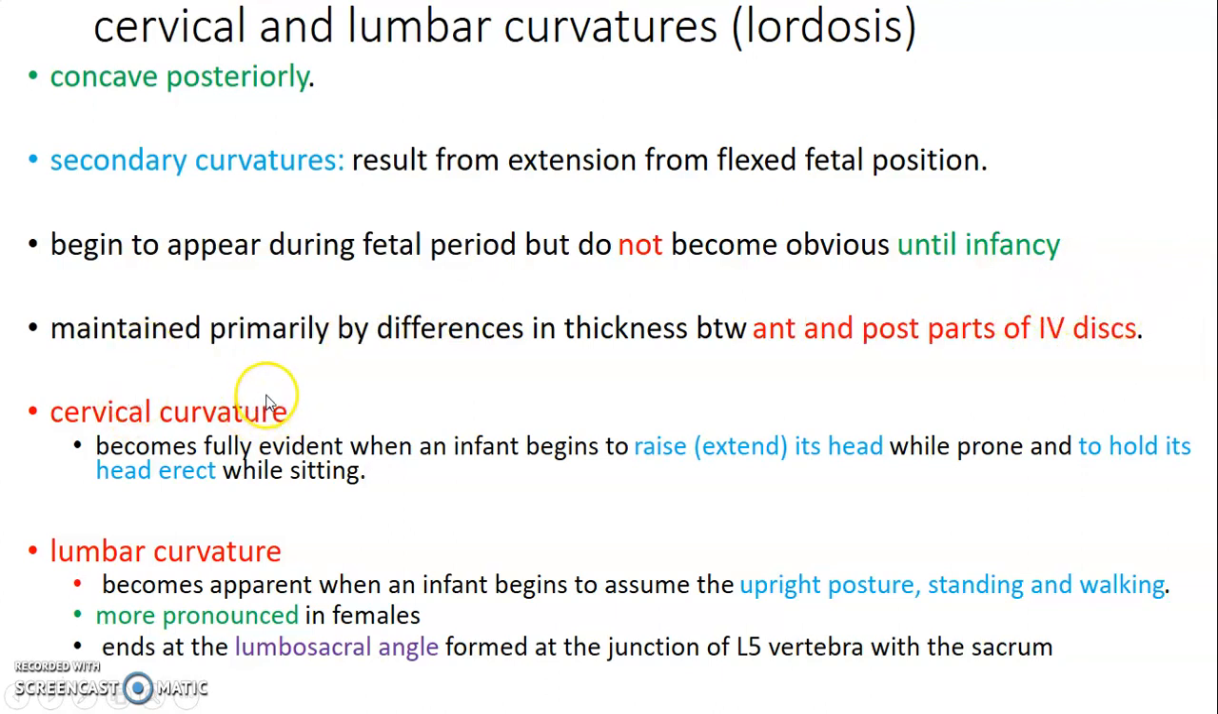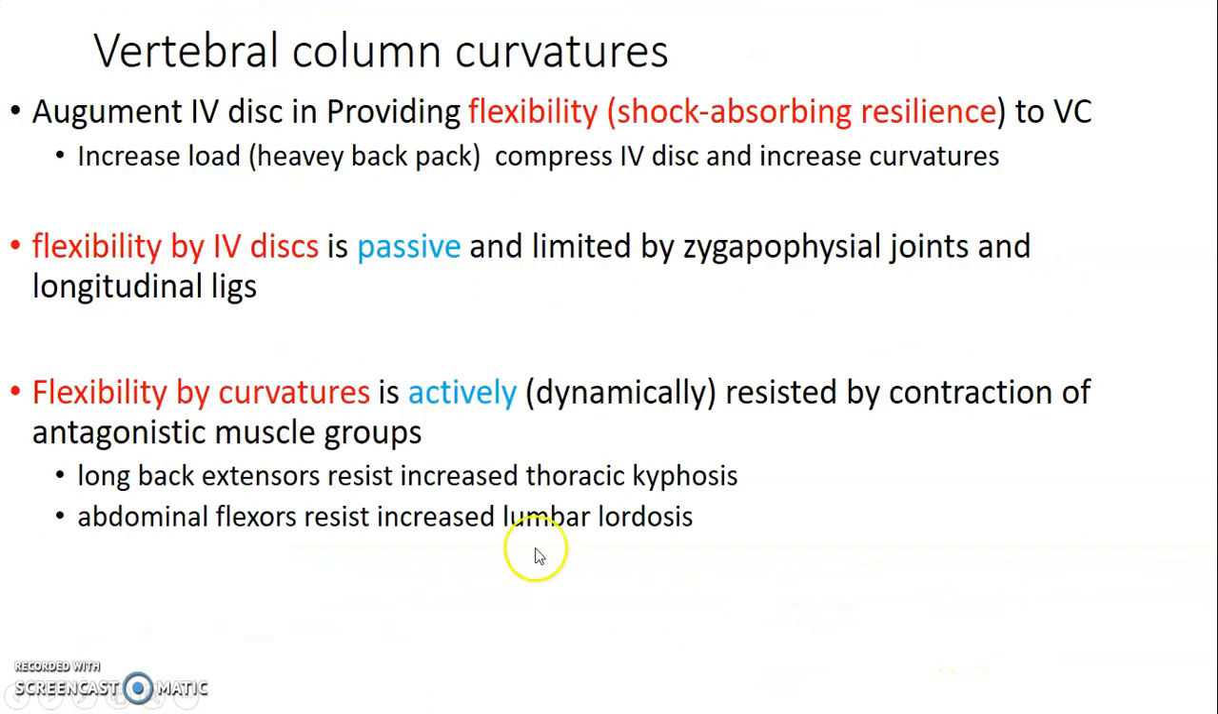So the cervical curvature is actually evident when the child learns how to raise the head while prone and hold the head in an erect position, while lumbar curvatures actually become apparent when an infant assumes an upright posture, standing, walking. And this lumbar curvature is more pronounced in females, and it ends at the lumbosacral angle, which is formed between the junction of L5 and the sacrum.